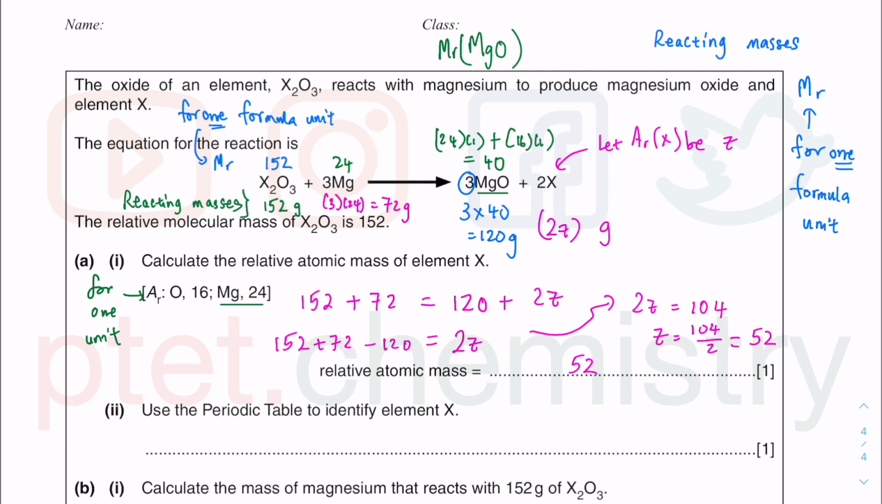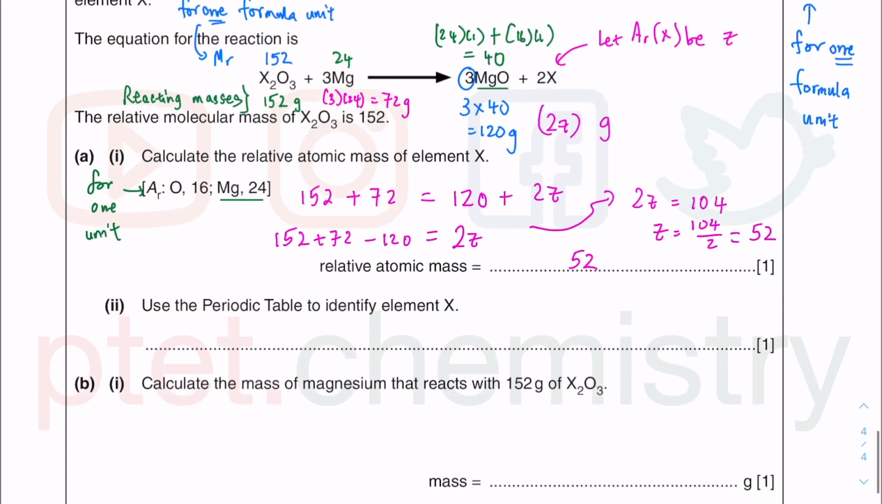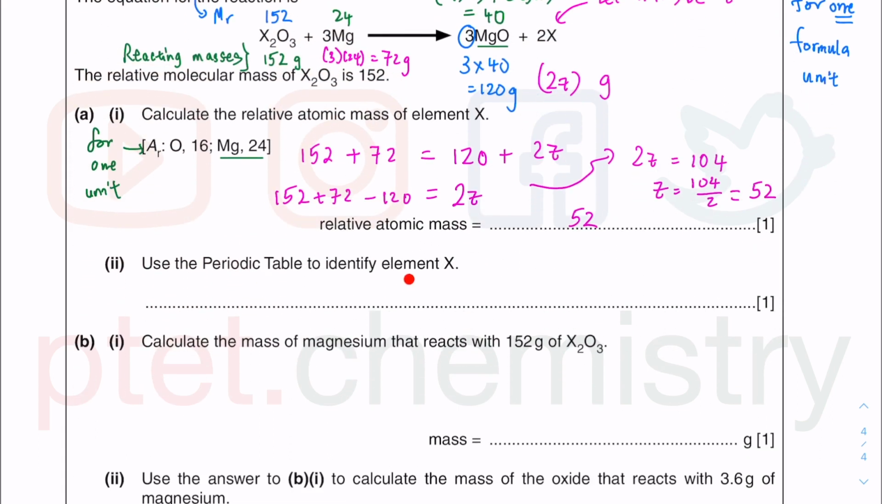That is the relative atomic mass for 1 unit of that, which is why I multiply by 2 here, and I get this reacting mass. The equal sign is there because everything on the left sums up to everything on the right. Now use the periodic table to identify the element X. Remember how to read the periodic table. Relative atomic mass is not the proton number.